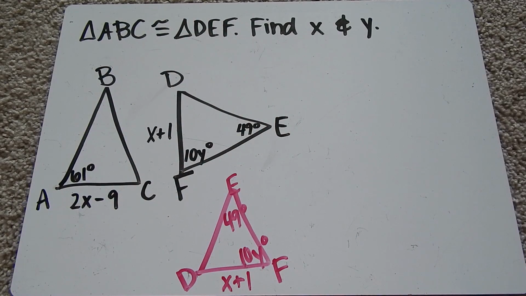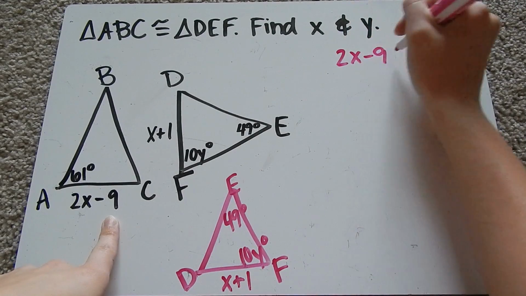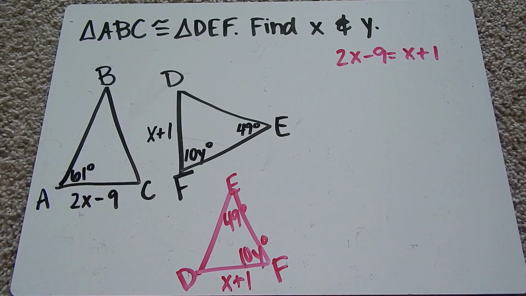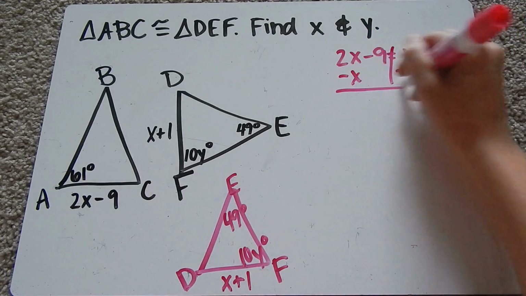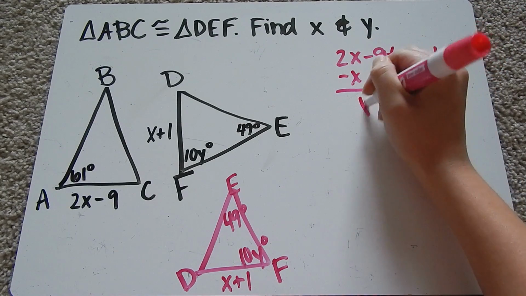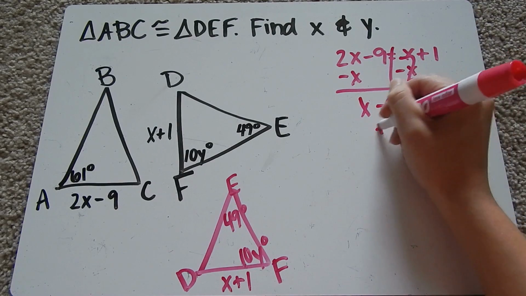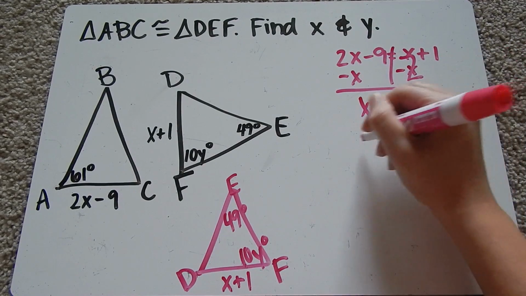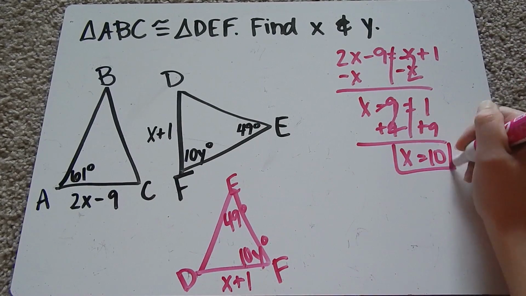First I want to find X. So if you look, my only X's are going to be on the bottom, AC and DF. Those are congruent, so I set them equal to each other to solve for X. I will go ahead and subtract an X from both sides. 2X minus X is X. These will zero out. Add 9. These will zero out, and I get X is equal to 10.